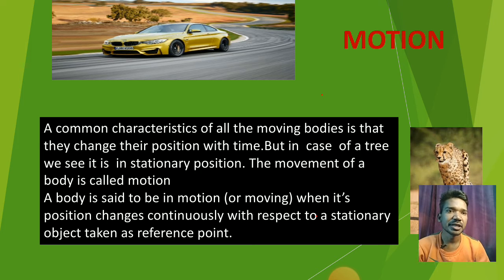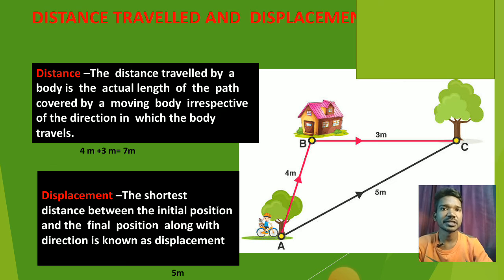According to science, if we try to define motion, it can be defined as follows. A body is said to be in motion when it changes its position with respect to the stationary object taken as a reference point. Let us come to the next term, that is distance and displacement.